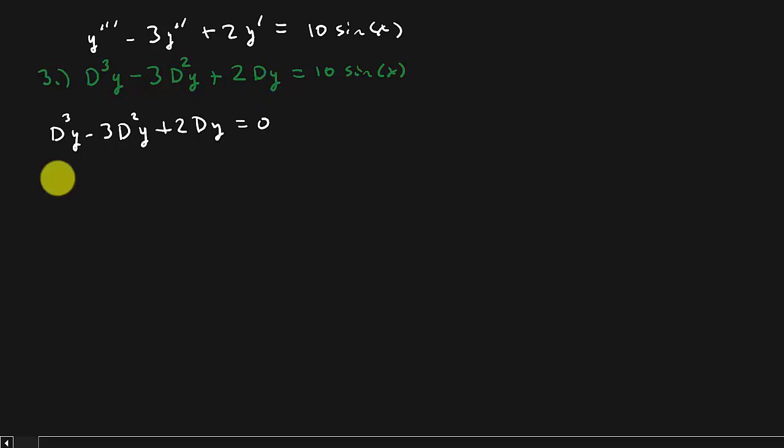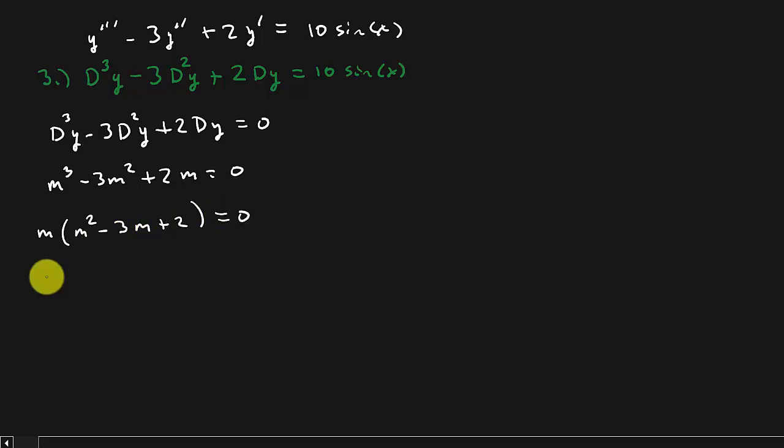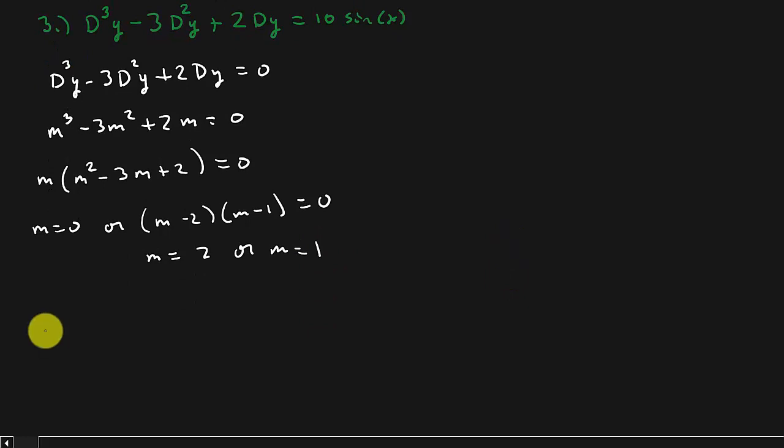Okay, all right, so we've got m cubed minus 3m squared plus 2m equals 0. And so we factor out an m. And so m equals 0, or, and then we've got, let's see, m minus 2 times m minus 1 equals 0. So m equals 2 or m equals 1. So our complementary solution is y sub c is equal to, that's going to be c1 e to the 0 times x plus c2 e to the 1 times x plus c3 e to the 2 times x.